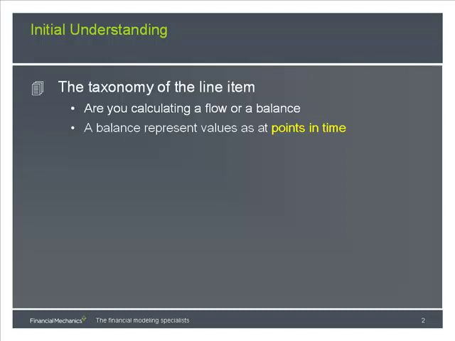And one of the components, as you'll know from the FAST modeling standard, is that you must either be calculating a flow or a balance. Line items are classified as one or the other, where a balance represents any value or series of values as at points in time. So as soon as you hear yourself using that phrase to describe what it is that you've got to calculate, you have a balance.